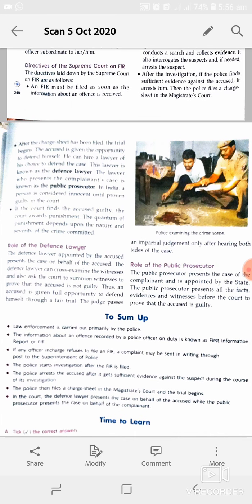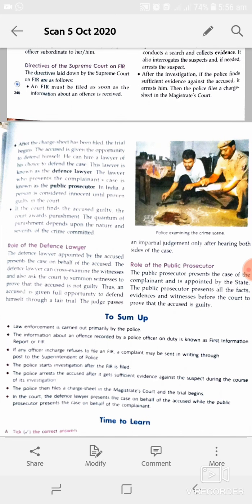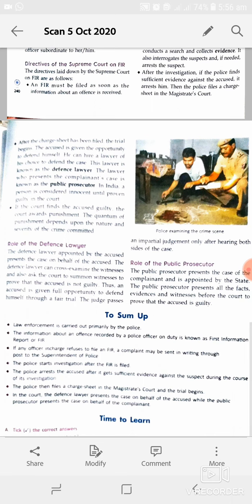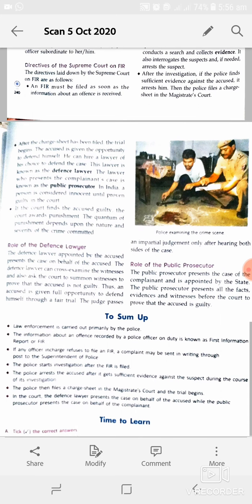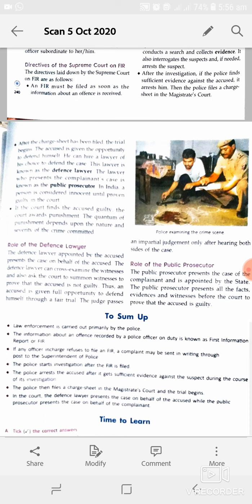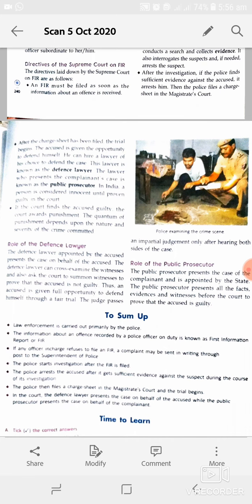So, the role of the defense lawyer and the role of the public prosecutor. As we know, the defense lawyer presents the case on behalf of the accused and tries to prove that the accused is not guilty, right? The accused is given full opportunity to defend himself. And after that the judge passes an impartial judgment only after hearing both sides of the case.